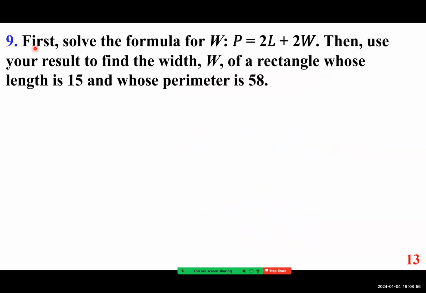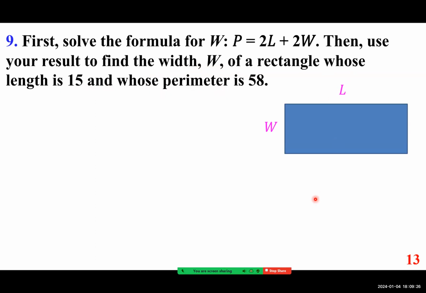In this question, it says first solve the formula for W. Which formula? P equals 2L plus 2W. That is the perimeter of a rectangle. Then use your result to find the width W of a rectangle whose length is 15 and whose perimeter is 58.